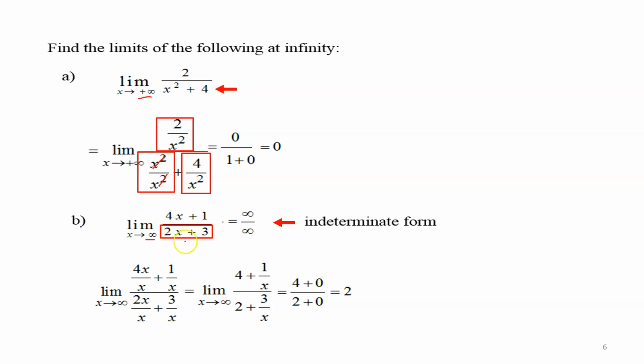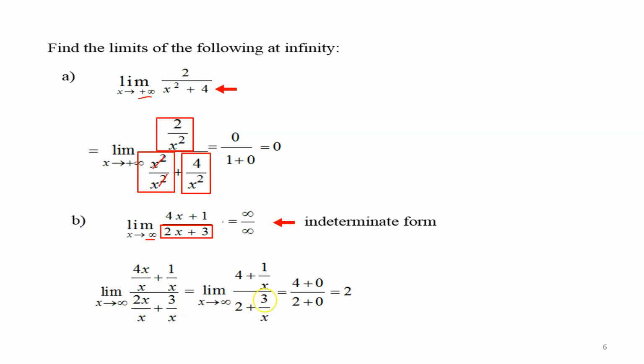No, this is only x. So you just divide it with x. The whole thing over here, you're going to divide by x, each of these. And then you get 4x over x, you get 4. 1 over x, you just write it down as 1 over x. This one, 2x divided by x, you get 2.